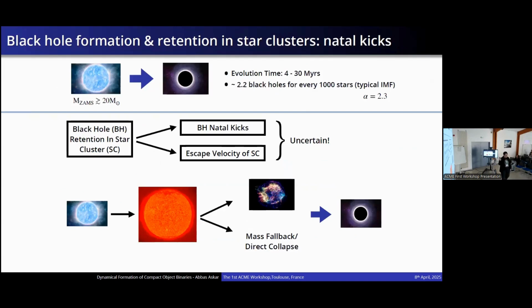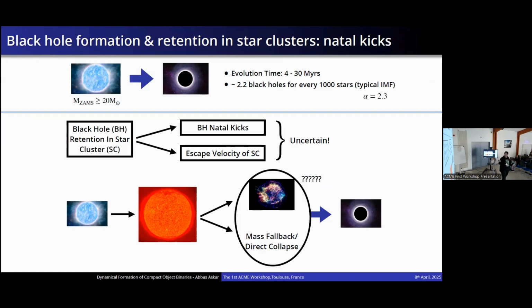So black hole formation, as Michaela already mentioned in her talk, has some uncertainties which can be important from the dynamical point of view as well. We expect stars which are typically above 20 solar masses, give or take, to evolve into black holes. So given a typical initial mass function, you would expect about 2 in every 1,000 stars to become a black hole. And then whether you keep them in the cluster depends on two things: what kind of natal kicks they received at birth, and what is the escape velocity of the star cluster in which they are born, right?